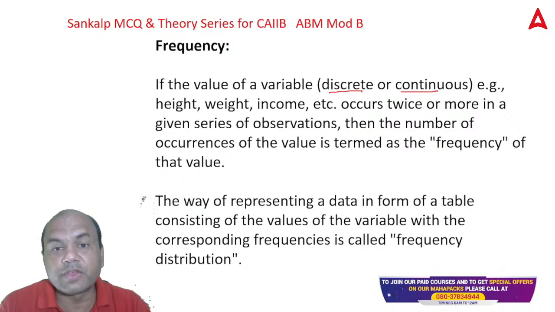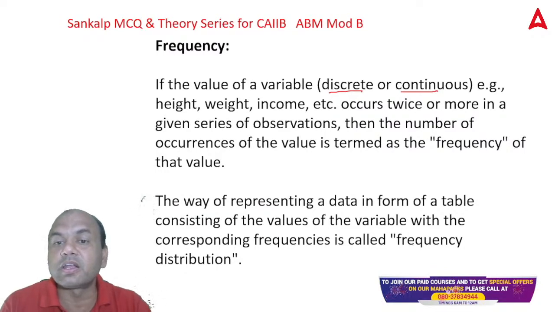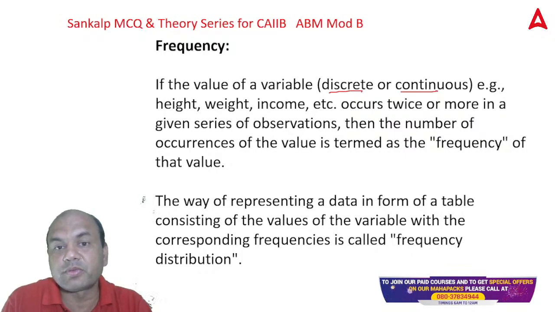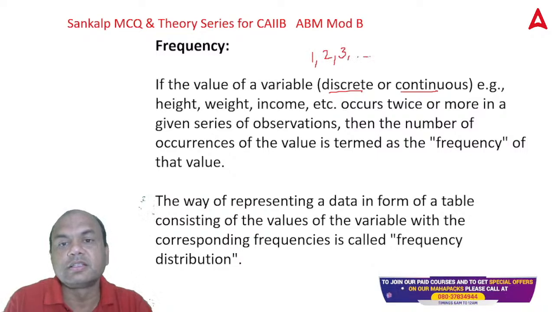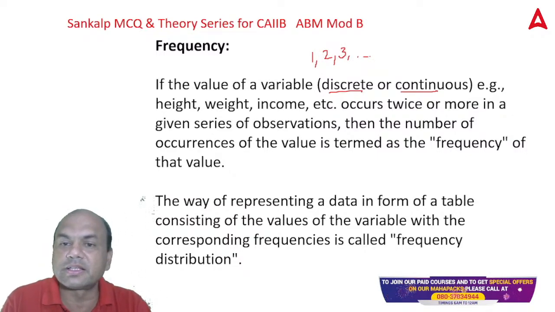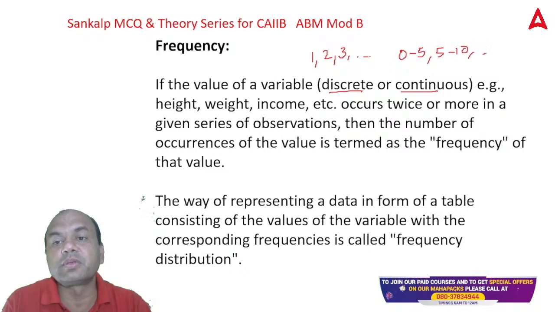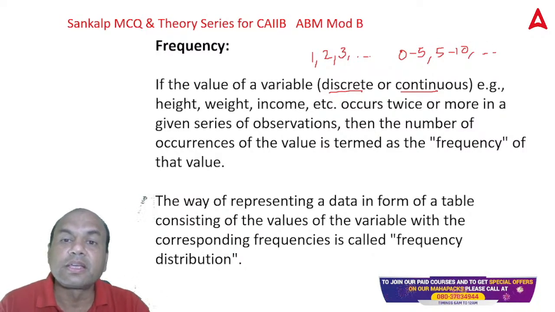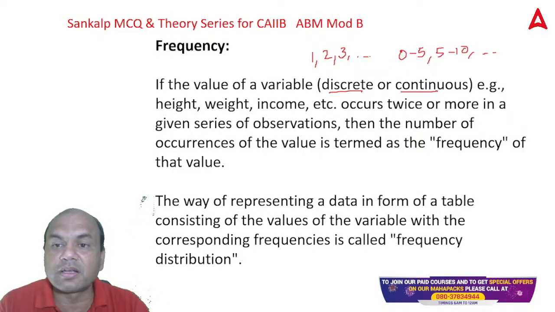So if the value of the variable, whether it's discrete or continuous, discrete means what? Separable. Separable means what? 1, 2, 3. Each can be separated. Continuous means what? Suppose like this, 0 to 5, 5 to 10. These are all continuous variables, which occur in a gap or a fixed interval.